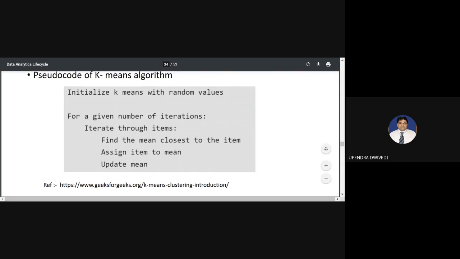This is a pseudo code of the k-means algorithm. So we can initialize k-means with random values. Initially, we define k as any random value, and then for a given number of iterations, we go through each and every item in the data set and find the similarity distance matrix between the k random values assigned and the object. Whoever has the closest value to the item, assign the item to that mean and update the k.